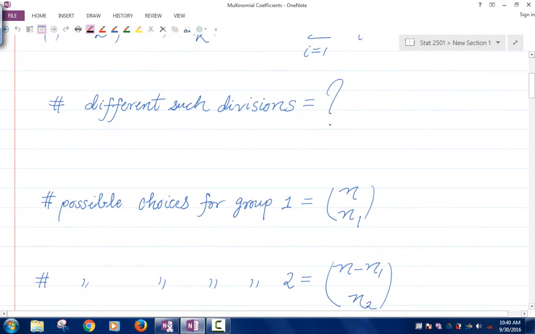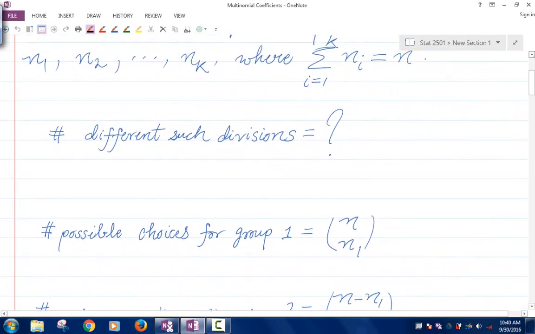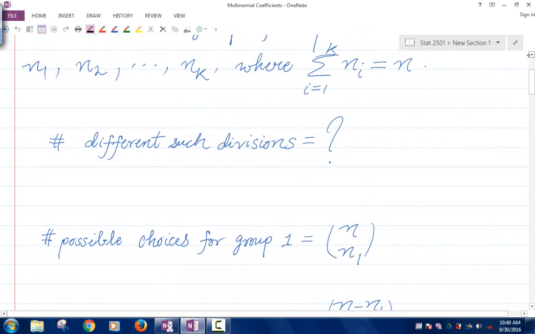Okay, so what's the total number of possible choices for group 1? Well, in group 1 I need n1 objects, and I have a total of n objects. So how many ways can I pick group 1? It'll be n choose n1, right?